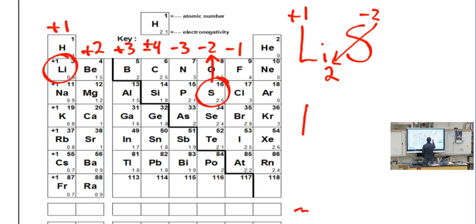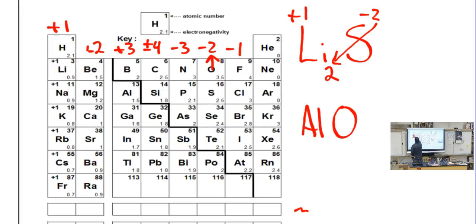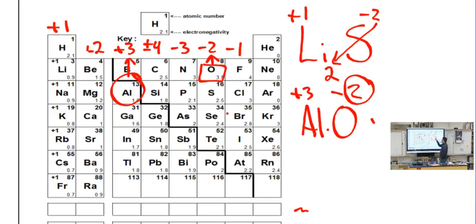If we had Al and oxygen, you would find aluminum, and it would be right there. So its charge is a +3. Oxygen is right here, so it would be a -2. Then we drop and swap. The 2 comes down here. The 3 goes over here. So our answer, Al2O3.